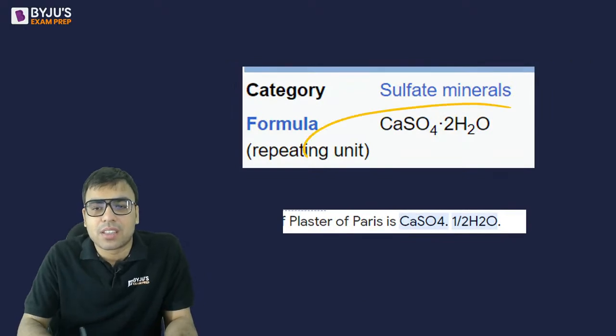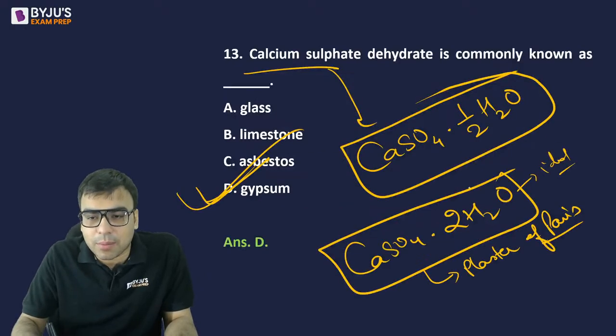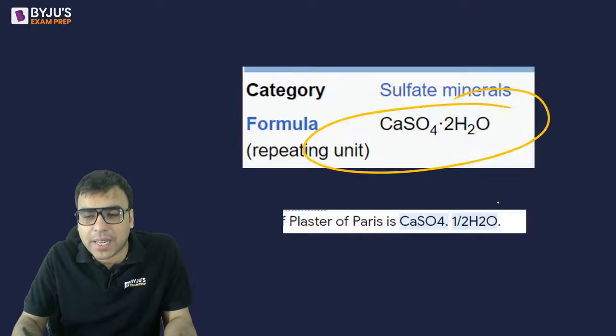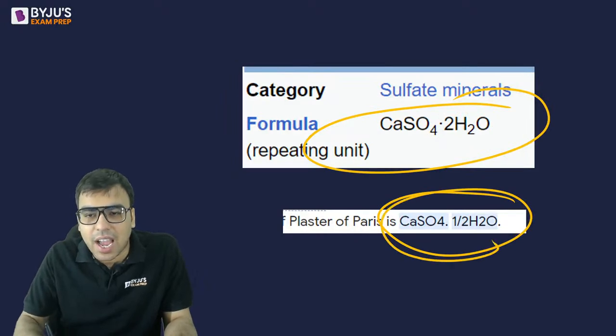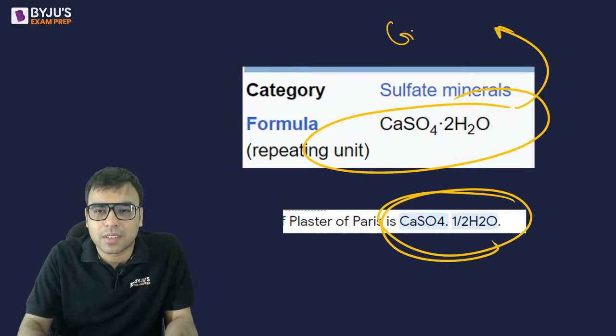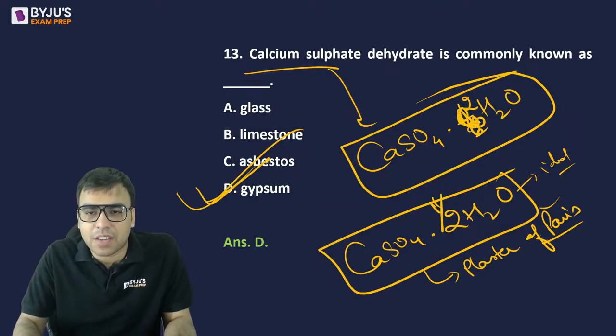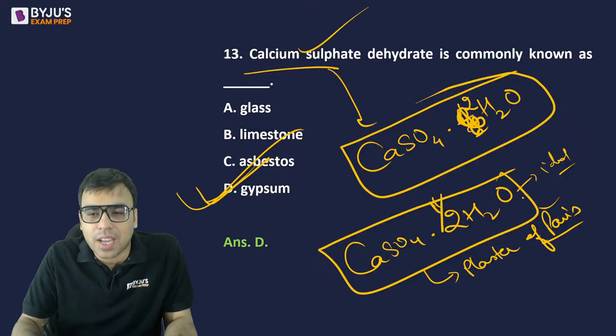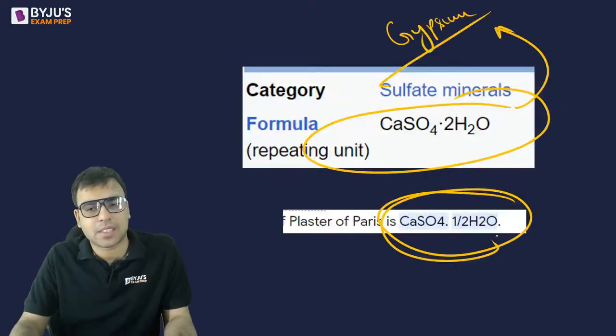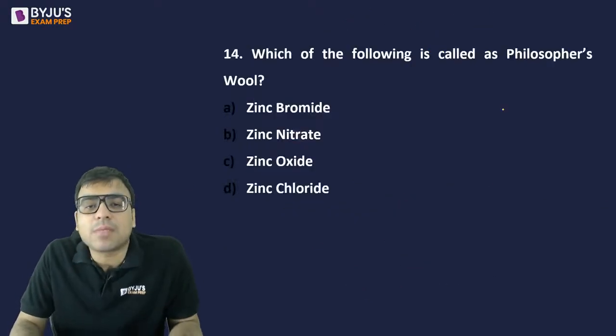ठीक है, so this is उल्टा बोल दिया क्या मैंने? Okay, sorry. This is 2H2O. Please correct it. And this is half H2O. So plaster of Paris is half H2O. Please correct it. And this is gypsum. Okay, so please correct it, है ना? If it is 2H2O, then it is gypsum. And if it is half H2O, then it is plaster of Paris. Okay. Yes. Let's move on to the next one.